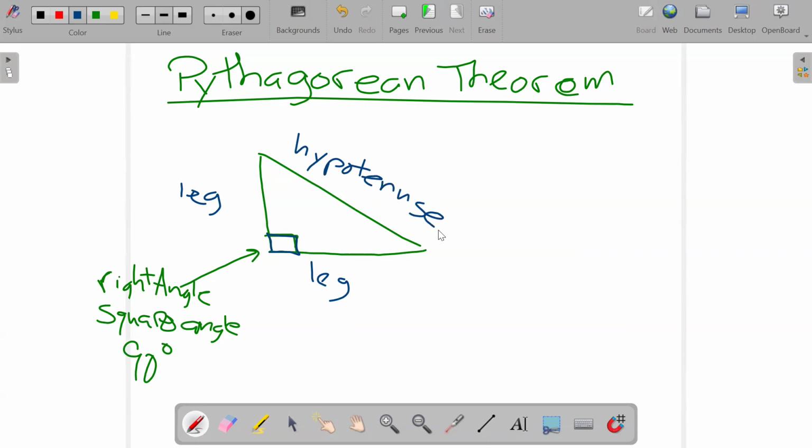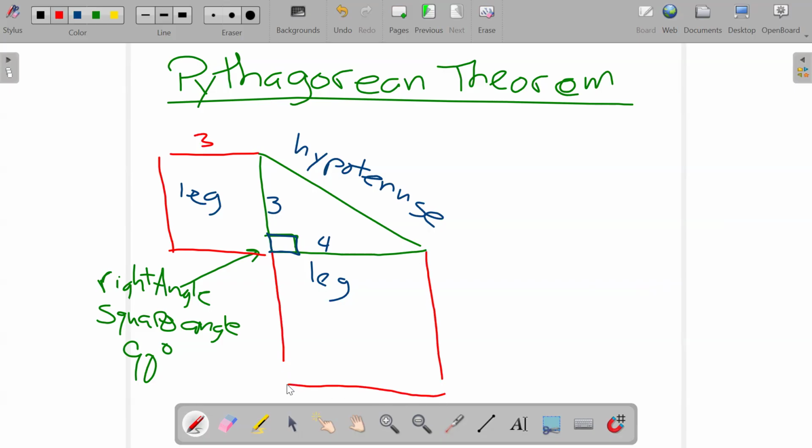What humans discovered like 3,000 years ago, which is kind of wild: let's say this leg is 3 centimeters long and this leg is 4 centimeters long. What humans discovered thousands of years ago is that if you build a square off of each leg, so this would be a 3 by 3 square, and you build one off of that leg there, so that would be a 4 by 4 square.